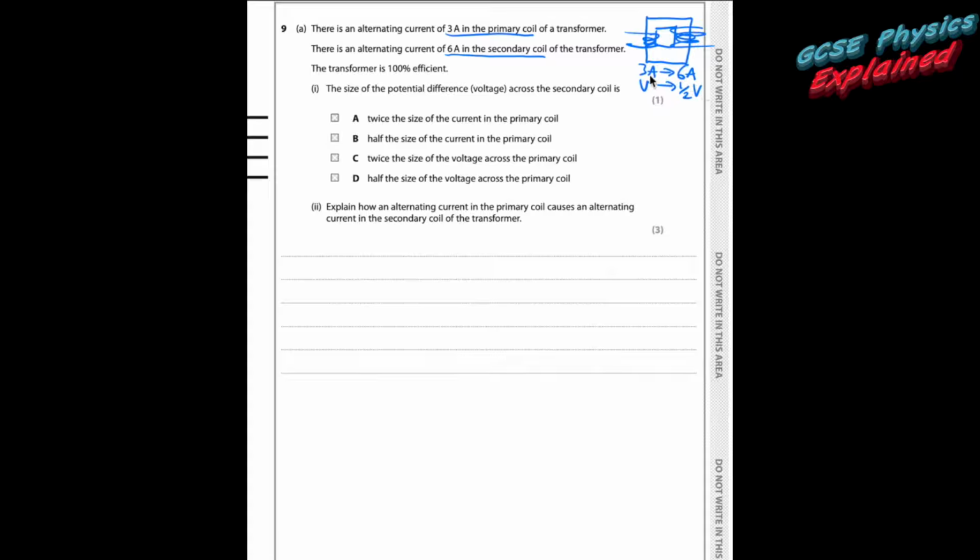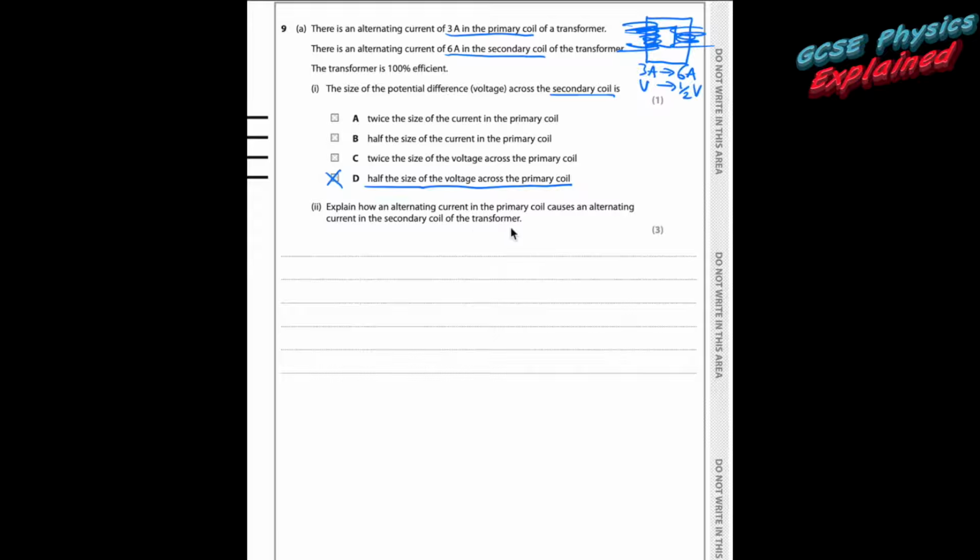So whatever happens to the current, the opposite thing happens to the voltage. So this is obviously a step down transformer, so there'll be more coils on the primary than the secondary. So your answer is D. The size of the potential difference across the secondary coil will be half the size of the voltage across the primary coil.